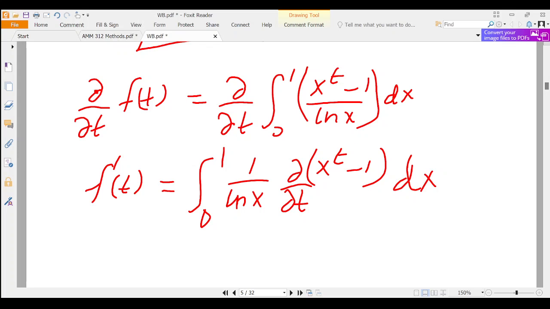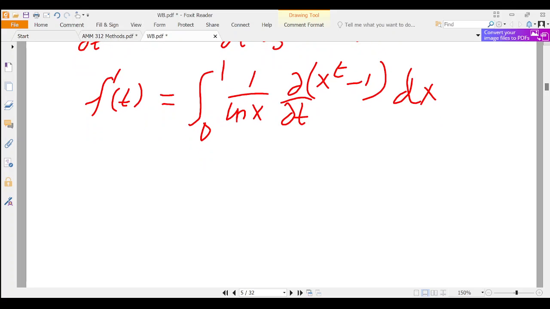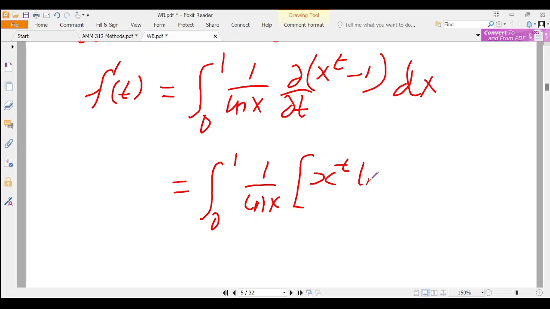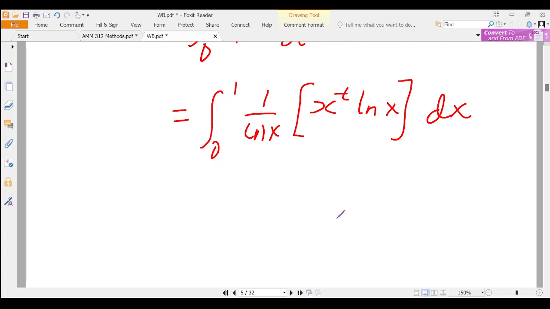And we saw that when we differentiate x raised to power t, we get x raised to power t times logarithm of x. The derivative of 1 is, of course, 0. Then, logarithm of x here cancels out with the logarithm of x. And this will yield the integral from 0 to 1 of x raised to power t dx.